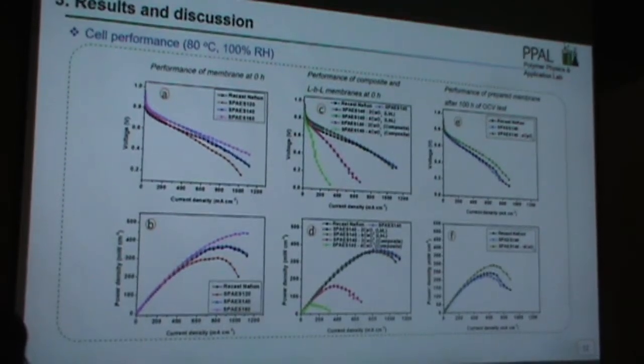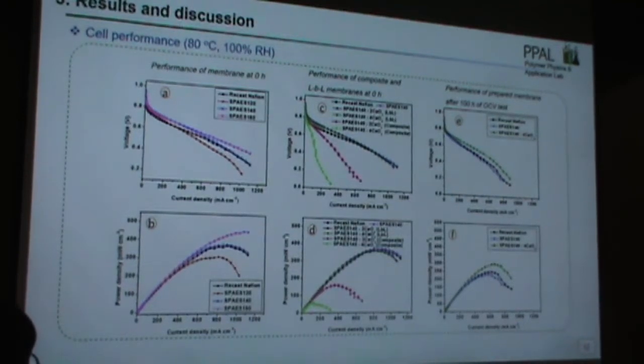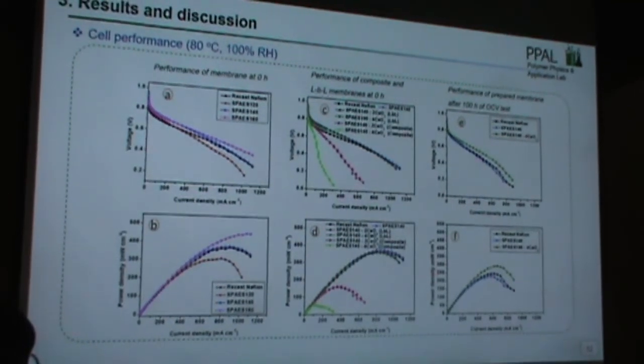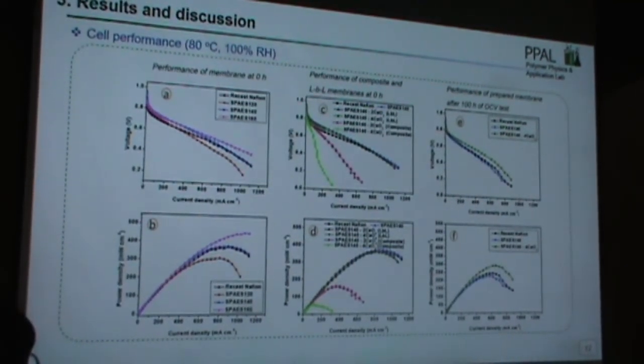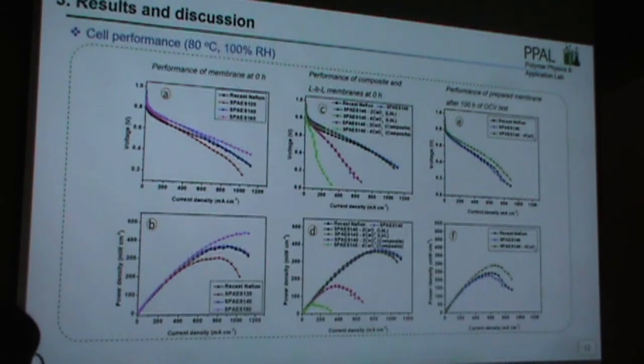And in figures C and D, I want to use this result to explain why I want to use the layer by layer membrane. We can see here that the layer by layer membrane and the pristine membrane have similar power density. However, the composite membrane containing the same concentration of cerium oxide has a very low power density. The reason is the same as I discussed before: the composite membrane containing cerium oxide can easily transfer electrons through the membrane, so that decreases the power density.